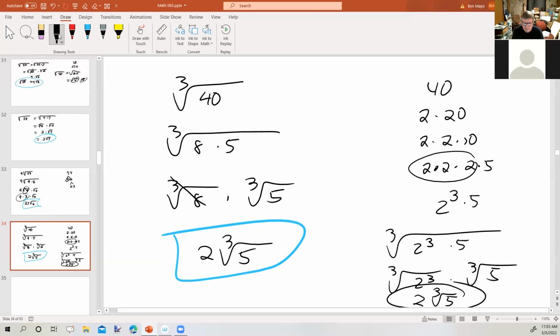Okay with that? Are you okay with the cube root of 2 cubed is 2? Because wouldn't that be 2 to the 3/3 power, which is 2 to the 1, which is 2? Okay. Move on just a second.